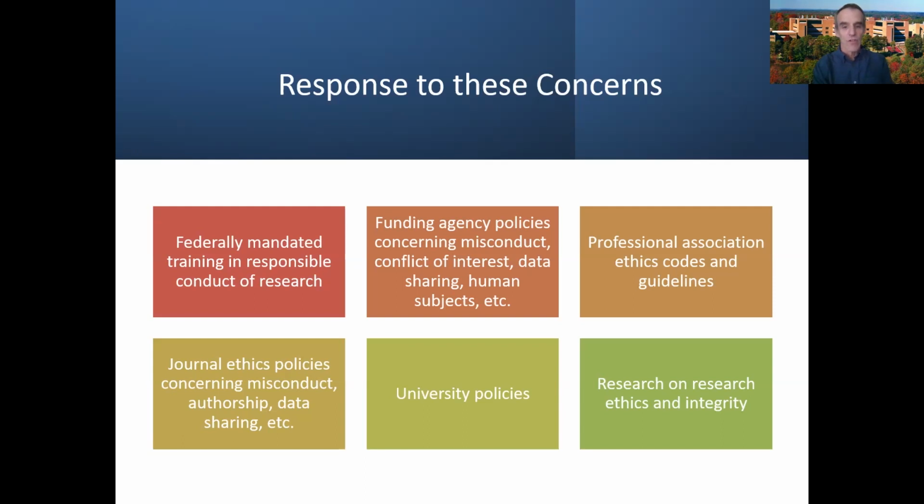Funding agencies have also developed policies on research misconduct, conflicts of interest, data sharing, and human subjects. Professional associations have ethics guides and codes. Journals, of course, have policies concerning misconduct, authorship, data sharing, and a lot of things. The universities have policies. And there's also been extensive research done on research ethics and integrity. Some of it conceptual or analytical, but a lot of it also empirical, really doing studies of the literature and sources of bias and different problems that occur in science.